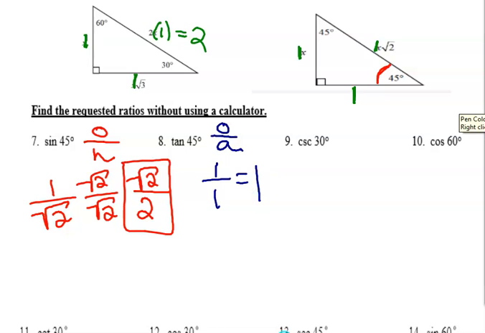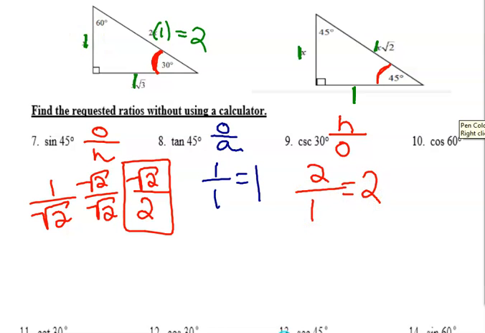Cosecant. What does cosecant go with? Well, that goes with sine, right? And sine is opposite over hypotenuse, so cosecant is hypotenuse over opposite. If we're at the cosecant of 30, our perspective is the 30 degrees. The hypotenuse is 2 and the opposite side is 1. So 2 over 1, which would be 2.